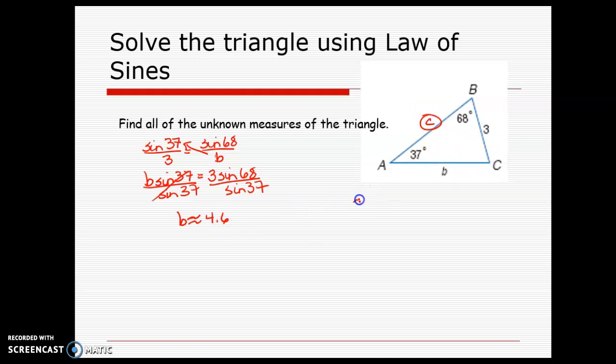All right. You should find angle C and side C for your notes quiz. And you should show me the work. You should not be just giving me an answer. You actually have to show me the work.